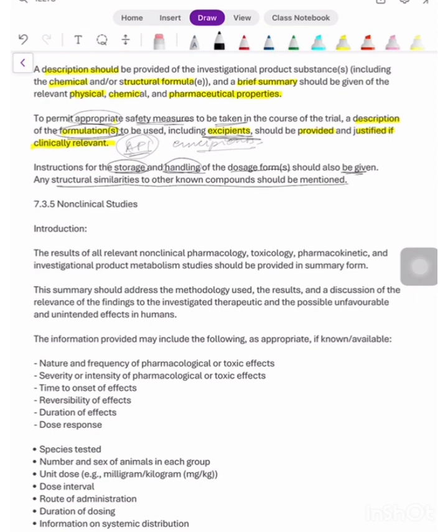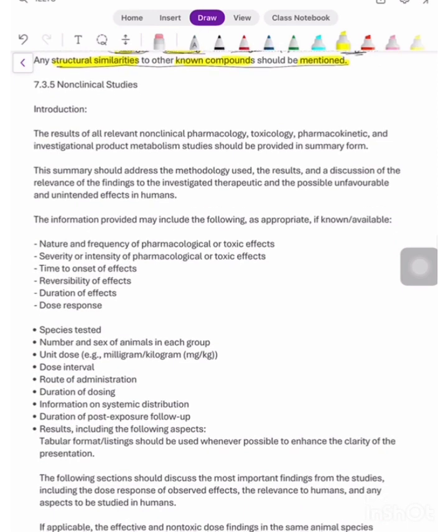You need to mention the instructions for storage and handling, because it can happen that at the time of clinical trials, maybe your trial might have been successful, but because the product was not stored appropriately or handled appropriately, the clinical trial got affected. Many times it happens that the temperature range is not maintained. Then it becomes a matter of concern. Also, if there is any structural similarity to any other known compounds, that should also be mentioned as information for the investigator.